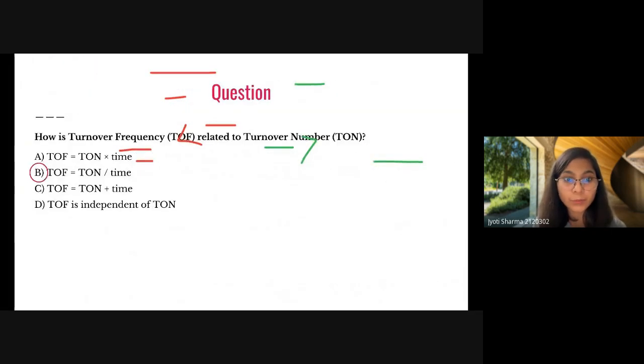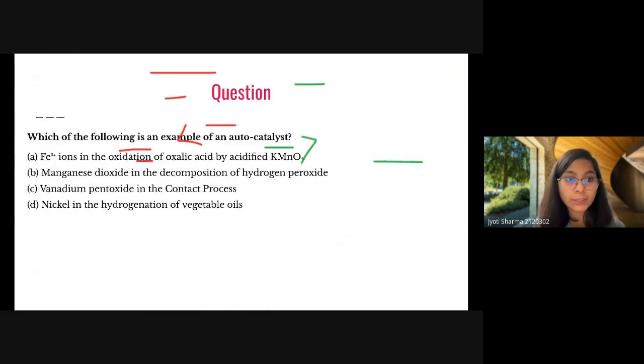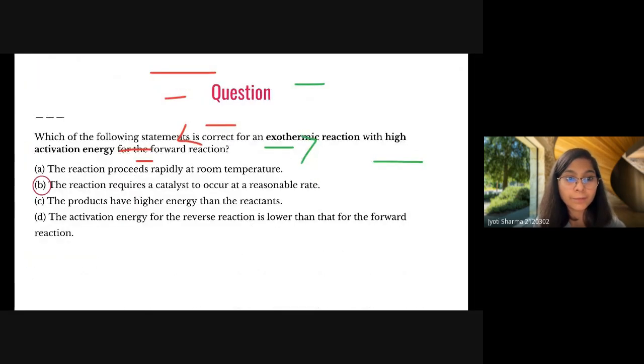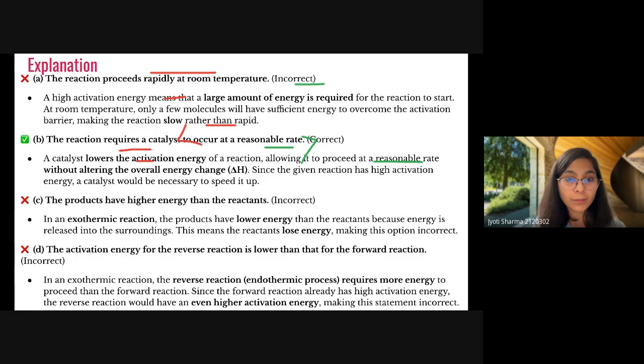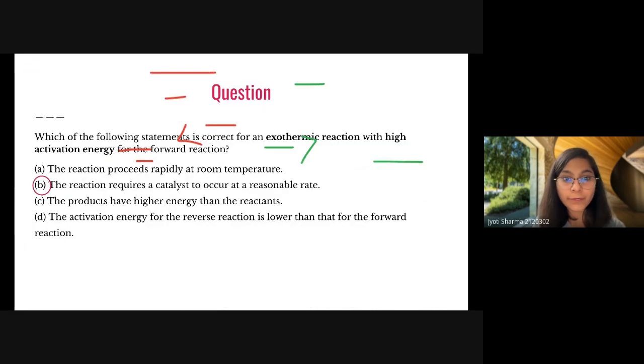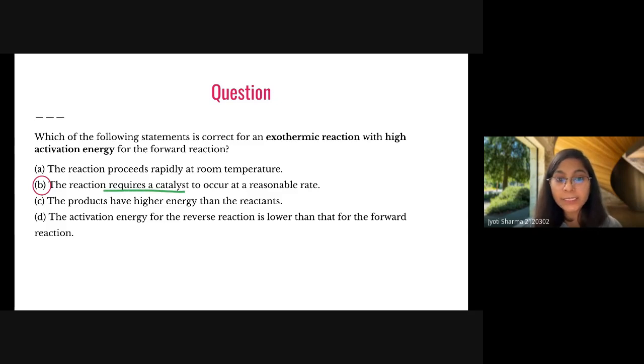Let's come to the question we had. Where were we? So we were here, right? So B is the right answer, because we need a catalyst to occur at a reasonable rate. We already have talked about this. The product has lower energy than the reactant. Okay, so B is the right answer.